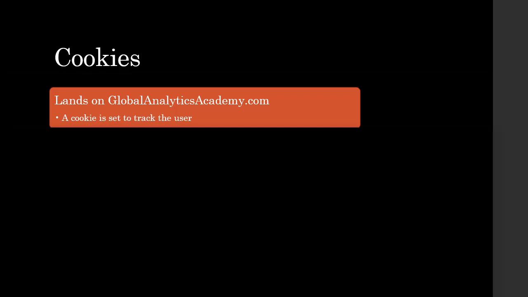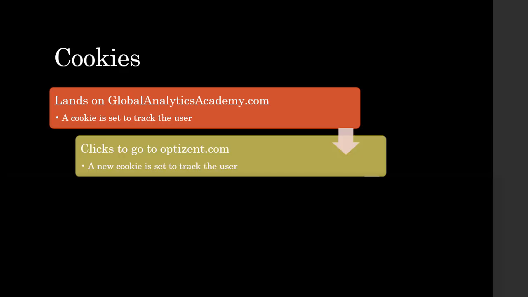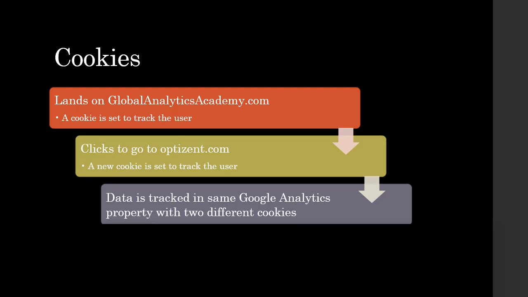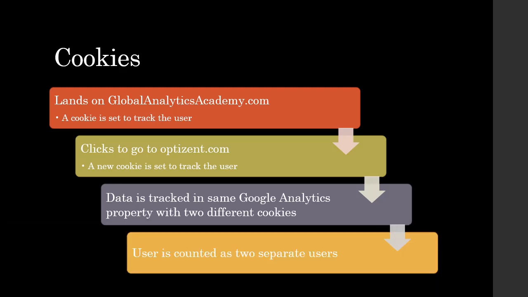First is the cookie issue. When a user lands on globalanalyticsacademy.com, a cookie is set to track that user. Then the user clicks to go to optizen.com, and a new cookie is set to track that user because both of these domains are separate. Even when the data is tracked in the same Google Analytics property, now you've got two cookies, hence two users. So even though it's the same user, it's counted twice.